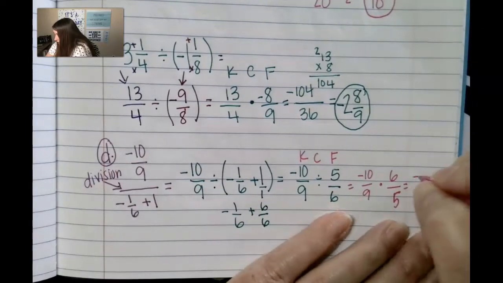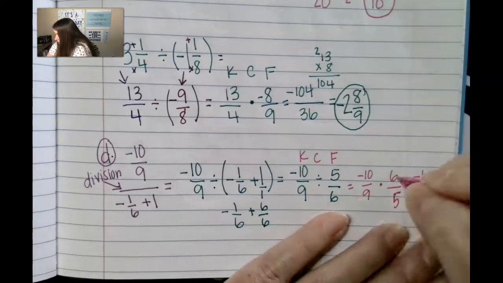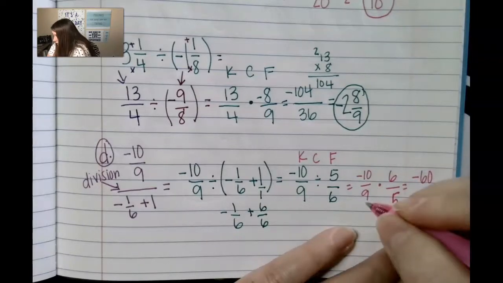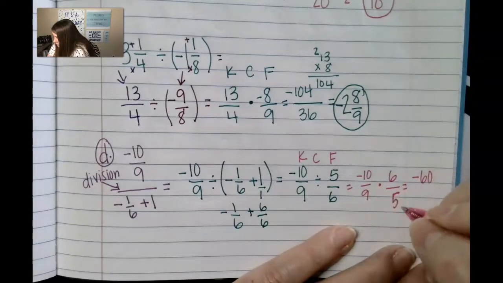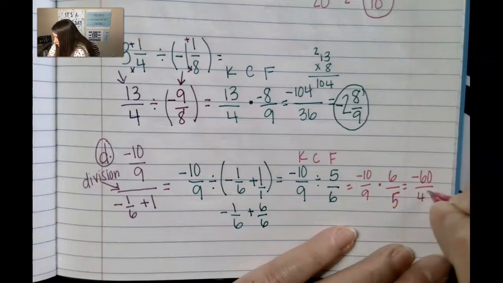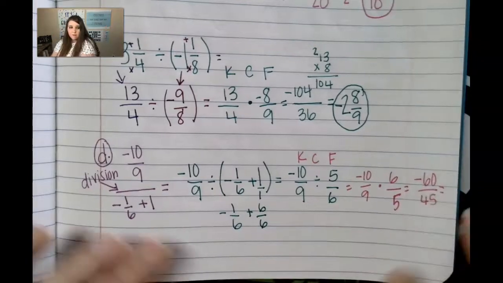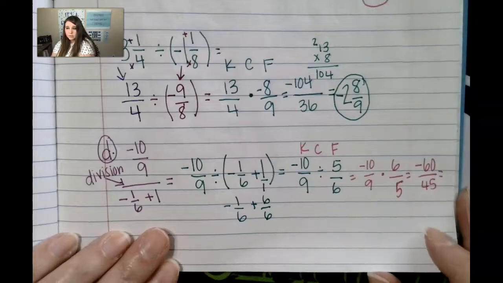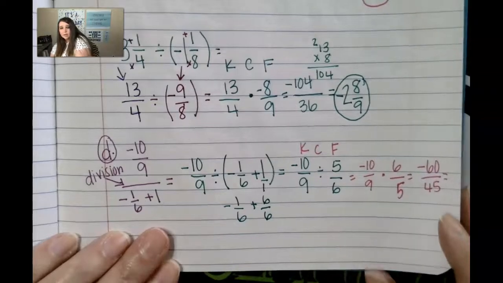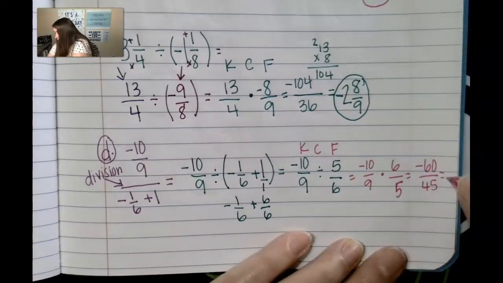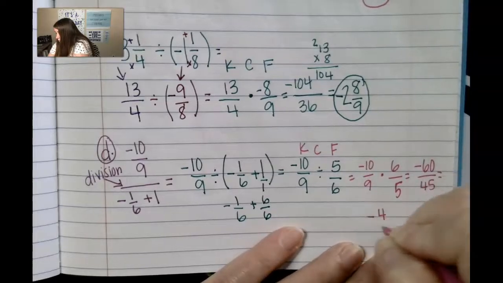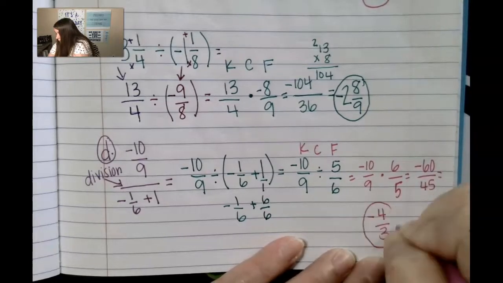And we get negative 60 because 10 times 6, or negative times 6, is 60. And 9 times 5 is 45. Our final answer that we get when we reduce this down is negative 4, because we can reduce it by 15, and that gives us negative 4 over 3.